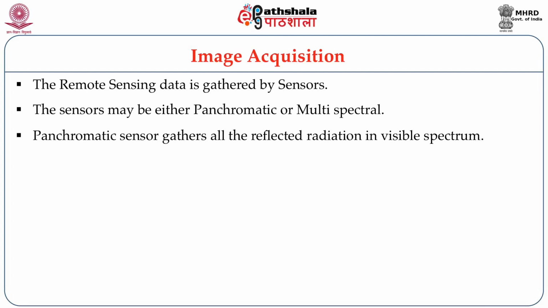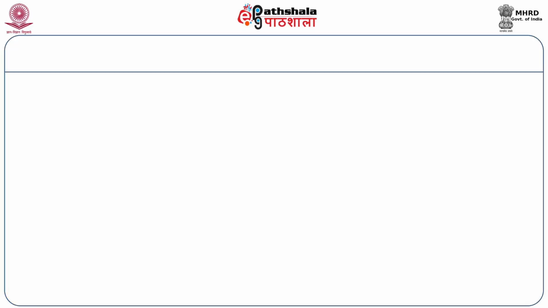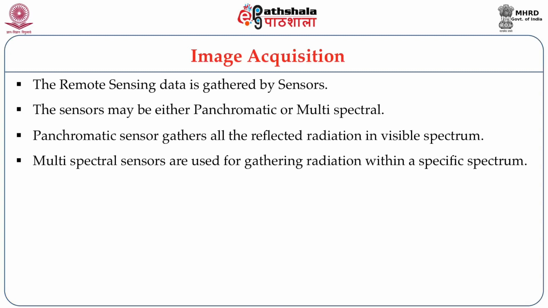Panchromatic sensors are the sensors that have the capacity to collect data about all the visible radiation. So the information about all the colors can be collected by the panchromatic sensors. Otherwise, there are also multispectral sensors. The multispectral sensors are used for gathering radiation within a specific spectrum. That means we can selectively collect information about a specific spectrum by using multispectral sensors.